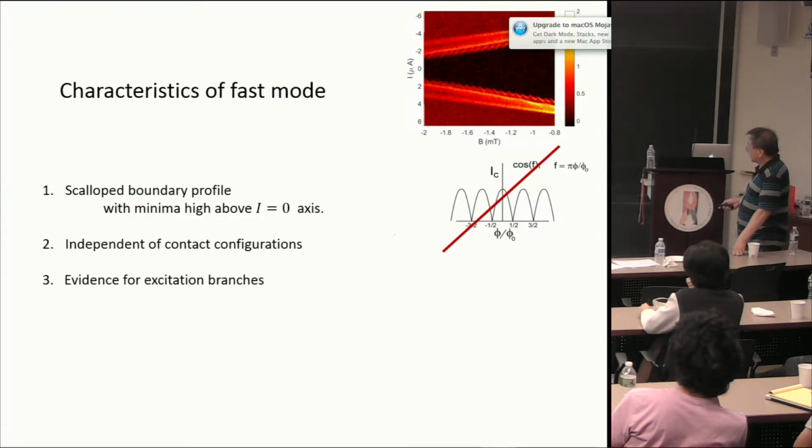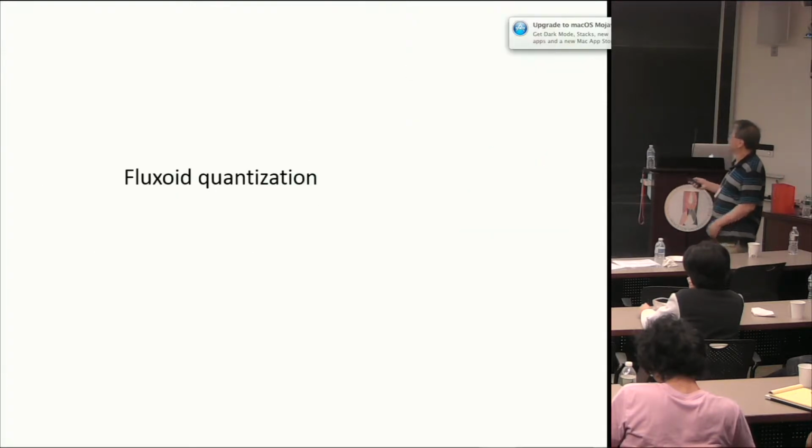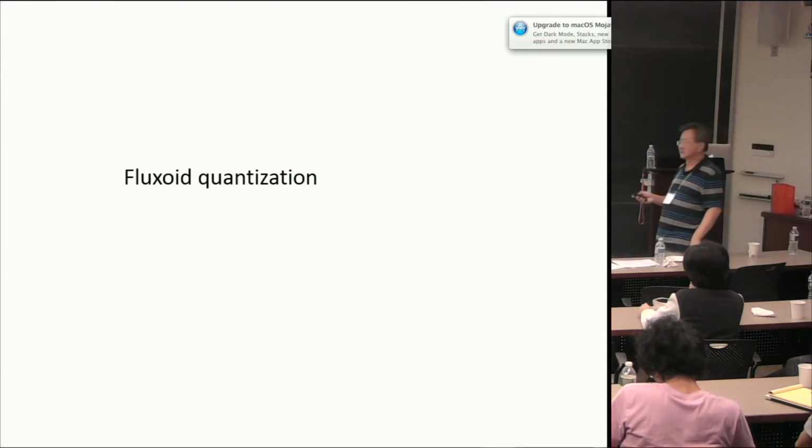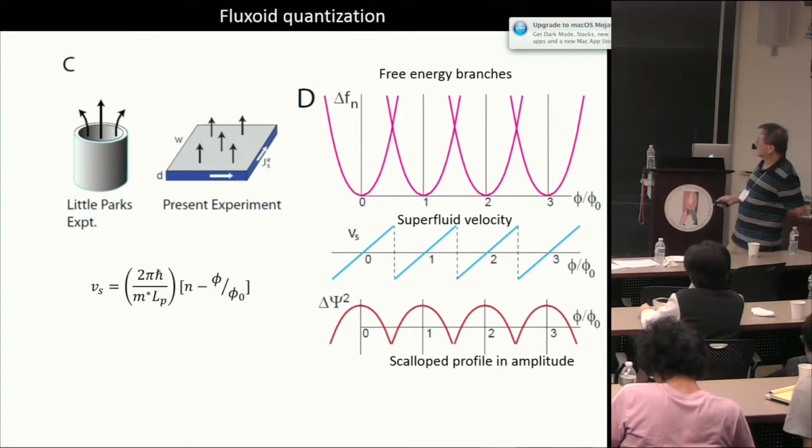And then finally, we confirm the current picture by seeing something new, which I'll talk about, excitation branches. And the current picture is that it's fluxoid quantization. So I need to tell you what that is. This was found actually a long time ago by Little and Parks. So this is the famous Little-Parks experiment.